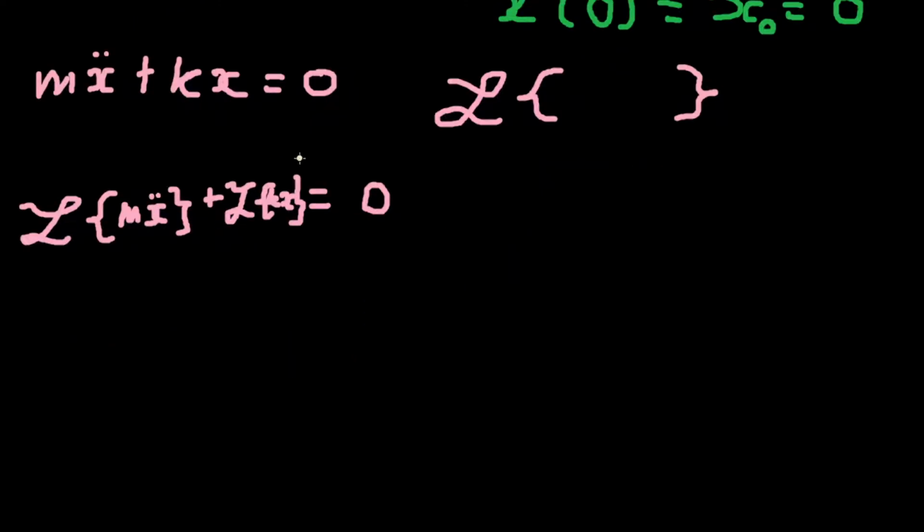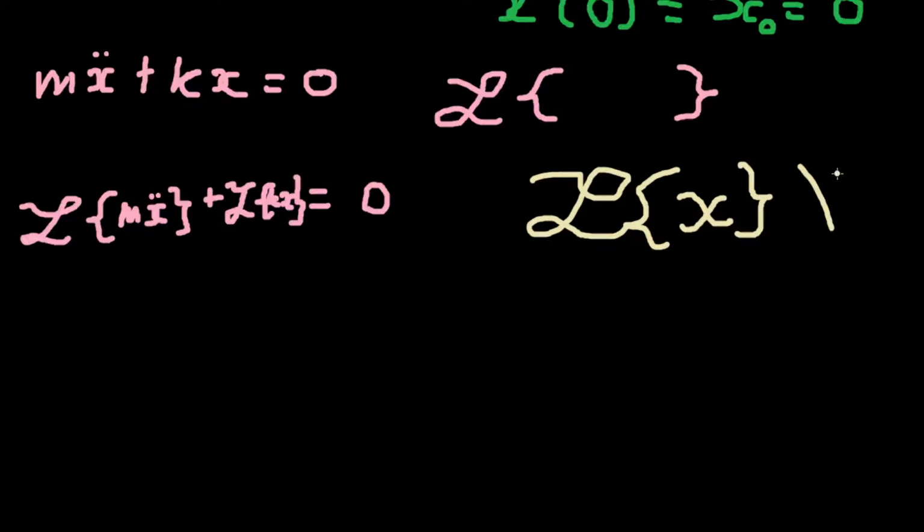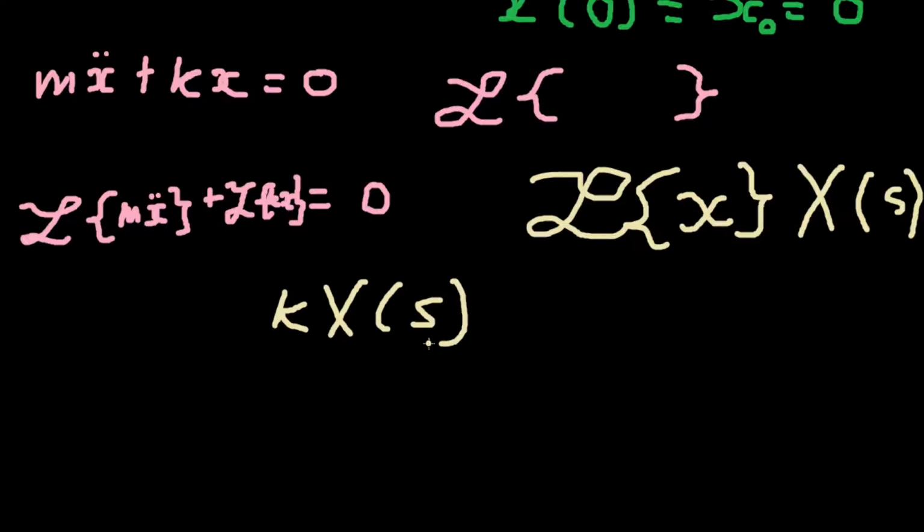The easiest to deal with is just this Laplace transform of kx. This is just k times the Laplace transform of x, which we can't simplify right now, but let's just denote the Laplace transform of x as just big X of s. Okay? So we get here, this is just k times big X of s. And this term here is a bit harder too. We can take the m out, but that's about it.